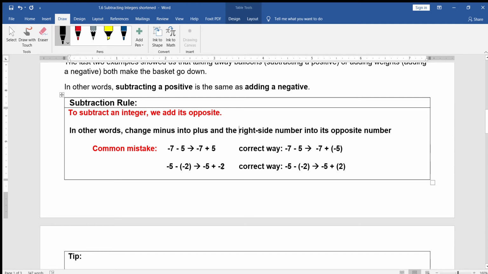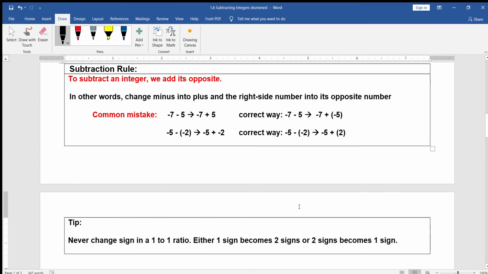Here's another common mistake. Negative 5 minus negative 2. You might change that to negative 5 plus negative 2. You're only changing the minus to plus. You sometimes forget to change the right side number to the opposite number. You see how it stays the same, right? The correct way is that negative 5 minus negative 2 changes to negative 5 plus 2.